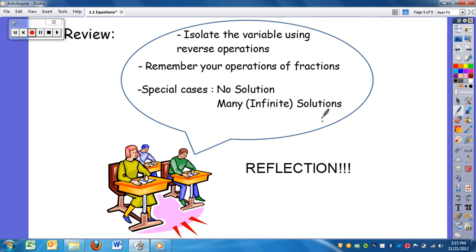So just reviewing, remember when we're solving equations, we are isolating the variable using reverse or inverse operations. Remember your operations with fractions: common denominators when you're adding and subtracting, and you want to multiply by the reciprocal. And then there are also our special cases. If I get 6 equals 8, that means no solution. But if I get 6 equals 6, which is a true statement, then it is many or infinite solutions.